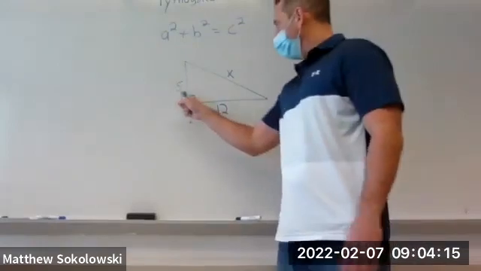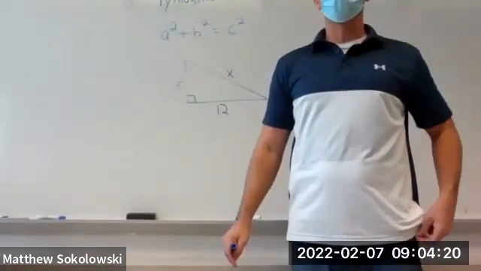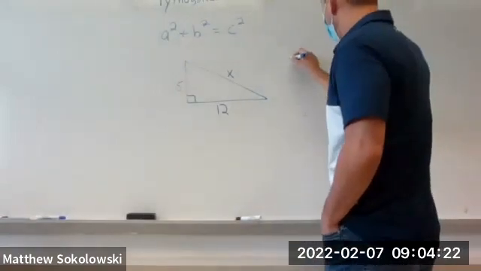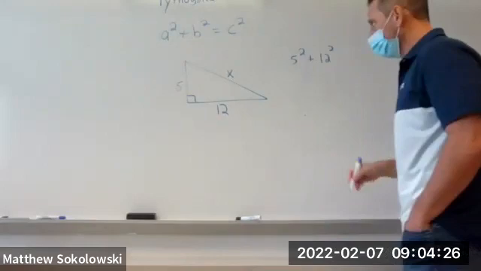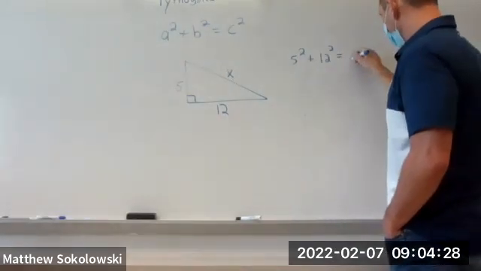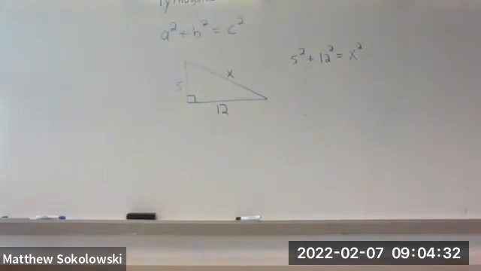So the legs are 5 and 12. Substitute them in for a and b. 5 squared plus 12 squared equals x squared. X is the hypotenuse, so you plug that in for c. Okay? Question so far? The order that you plug them in doesn't matter. A and b don't matter. C is the one that matters.